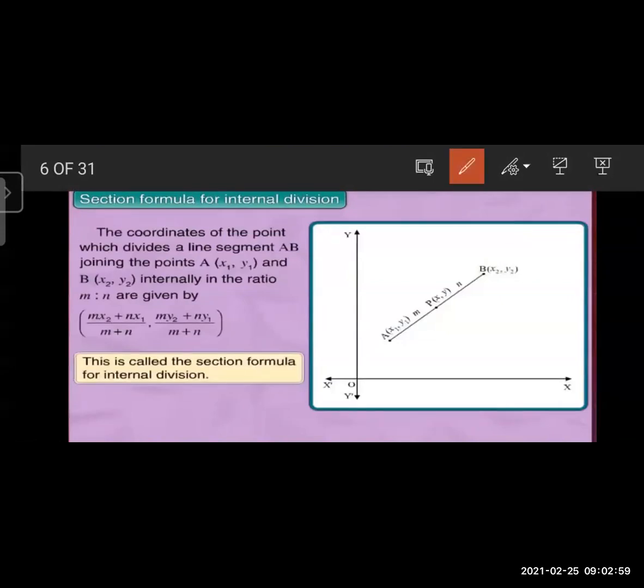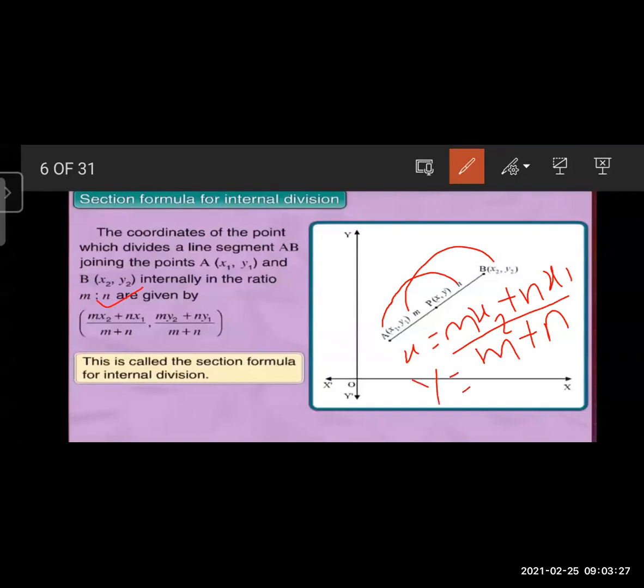Yes, we write. For the x coordinate, we write m into x2 plus n into x1, divided by m plus n. So here we write the x coordinate as m into x2 plus n into x1 divided by m plus n. For the y coordinate, we write m into y2 plus n into y1, divided by m plus n.